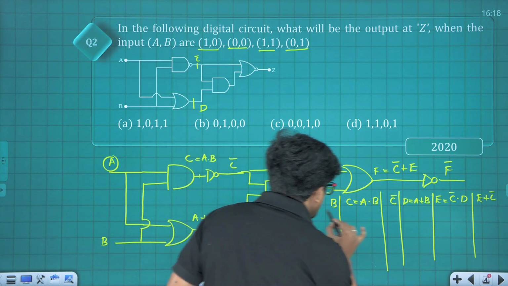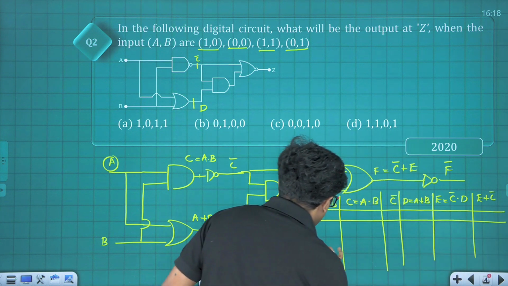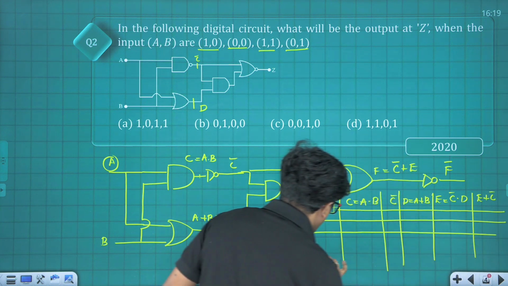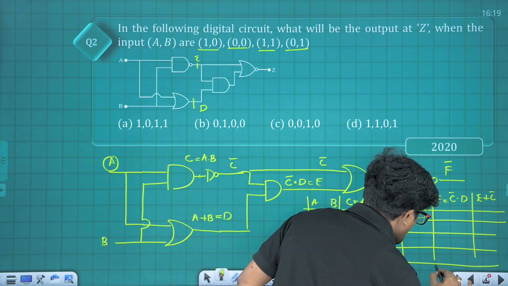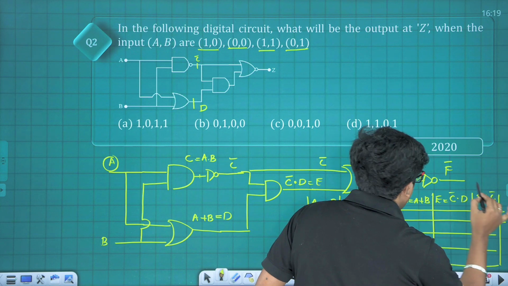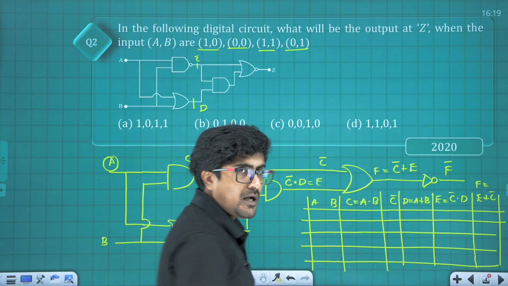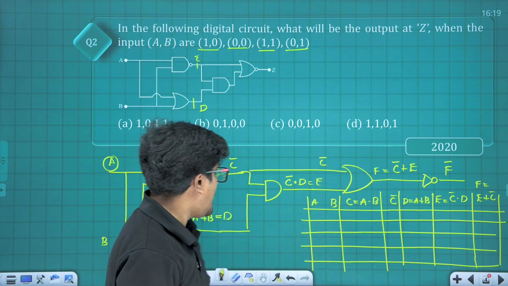Now, yes, the 4 input values: 1, 2, 3 and 4. Okay, fine. So here this is F. F is equal to E plus C bar, and the inverse of that is going to be the final answer.